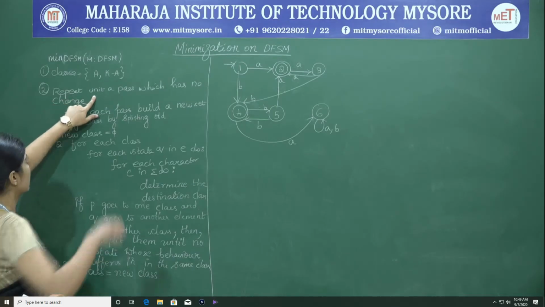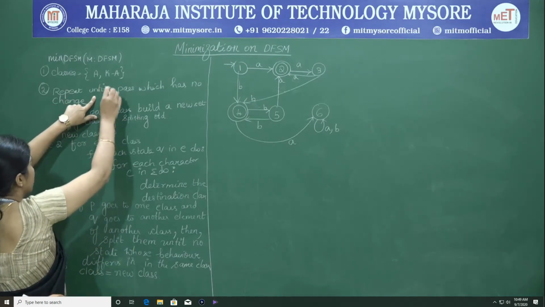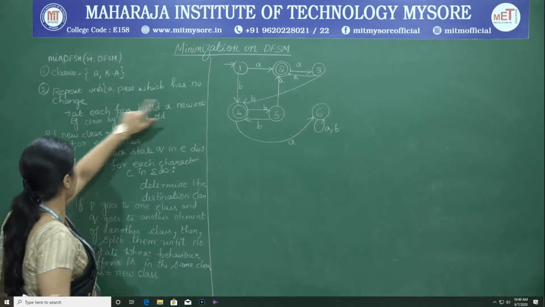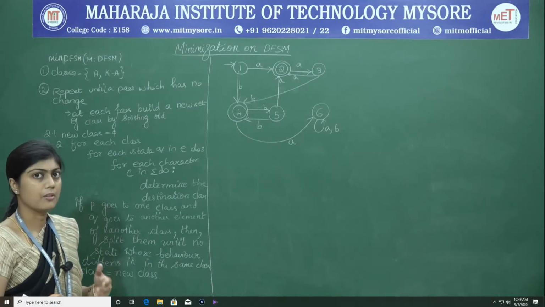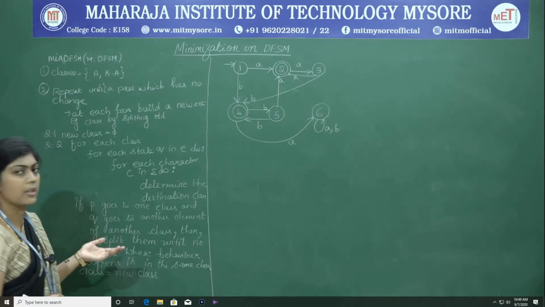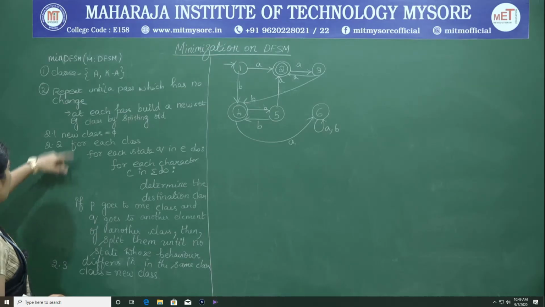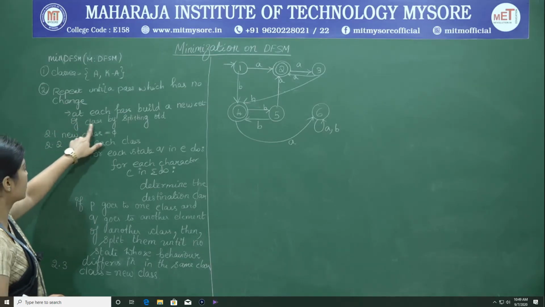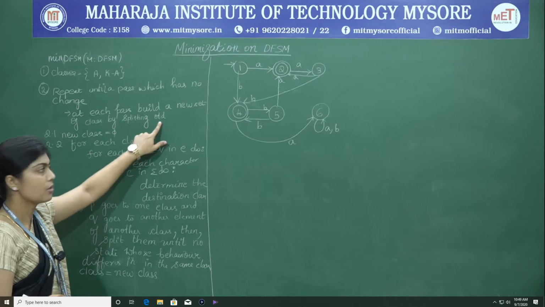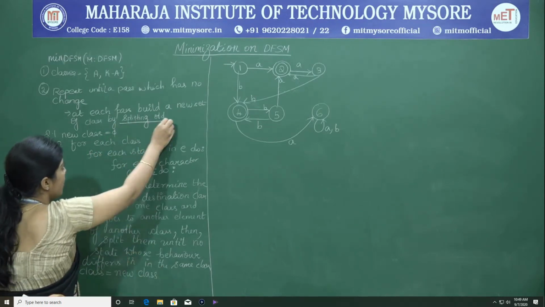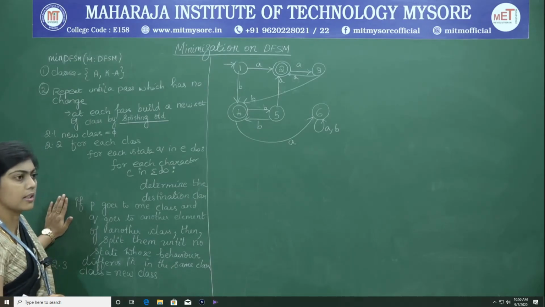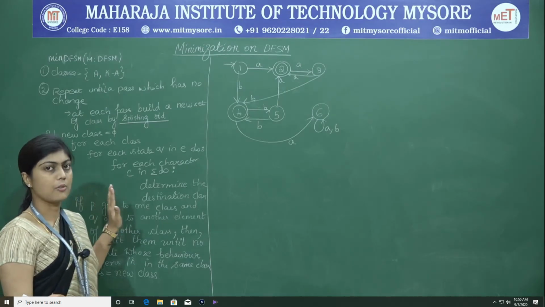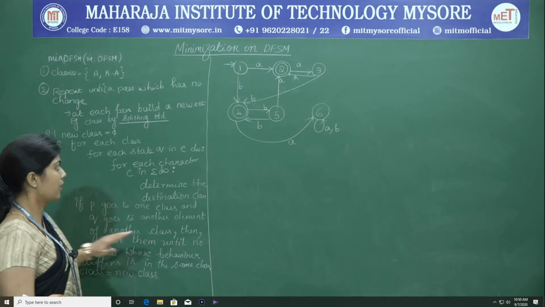Next, repeat until a pass which has got no change. We will have to look into the pass that we are considering, and we have to see whether there are no more changes. That is where we stop the solution. Next, at each pass, build a new set of classes by splitting the old. This splitting procedure is based on checking the behavior of each of the classes. If the class has all the states with the same behavior, we do not split it, and if a class has states which have got different behaviors, then we are going to split that class.